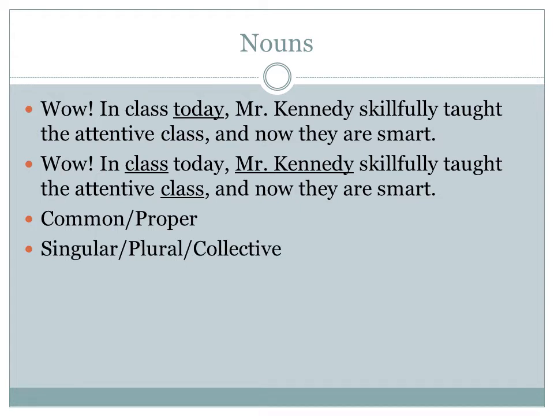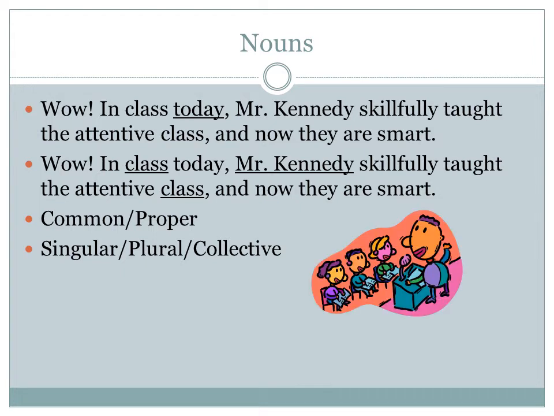Nouns can be singular, plural, or collective. In this sentence, Mr. Kennedy is a singular noun. There is, in fact, only one of him. There aren't any real plural nouns in this sentence. If there were multiple classes, we could say that there were plural nouns. Class is what we would call a collective noun because it does represent a group of people, but it acts like a singular noun in this sentence. So there we have a little cartoon picture of Mr. Kennedy teaching his class. Pretty much exactly sums up what's going on in this sentence.